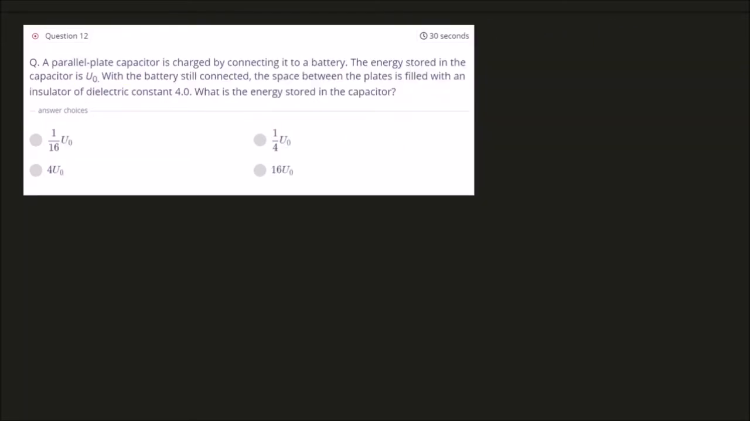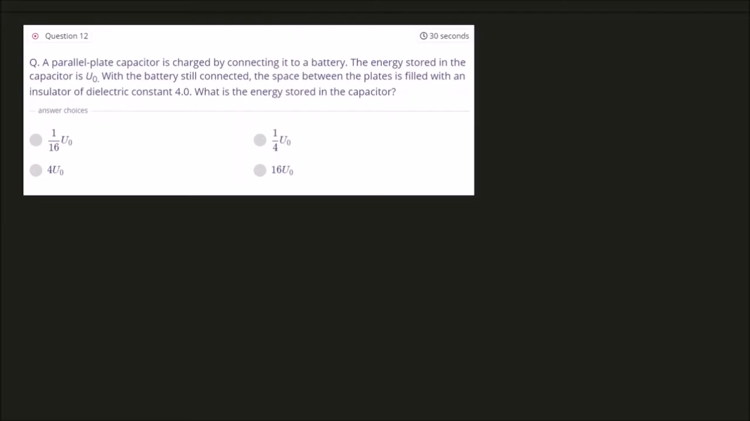Question 12. A parallel plate capacitor is charged by connecting it to a battery. Okay, so this capacitor is now being charged. The energy stored in the capacitor is U0. So after being charged, you store an amount of energy U0 in the capacitor.